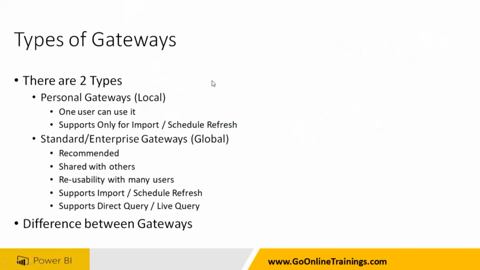Enterprise gateway is, standard gateway or enterprise gateway. I think we have installed the day one. Installing a gateway can be done in the data source level, and the difference between the data gateways is very, very important. Only one user. It supports only import and schedule. It supports import as well as direct query. It is also called a live query. Live query is different. Live means it is a completely cube database. Okay, so that is what is called live.